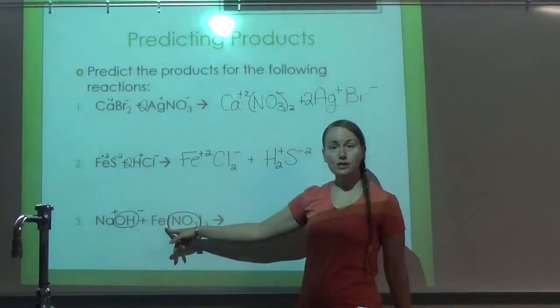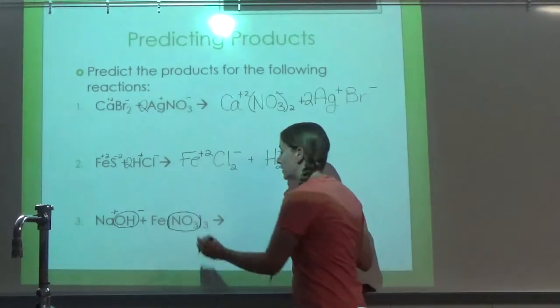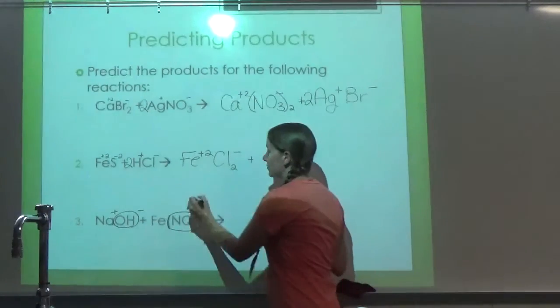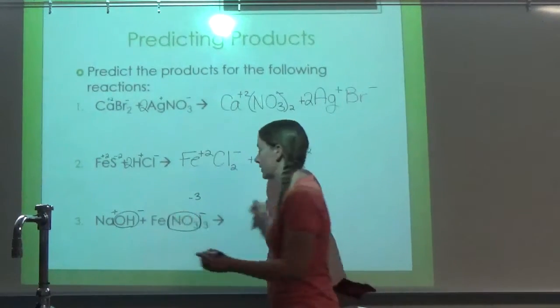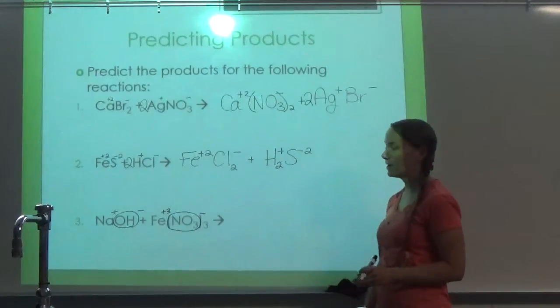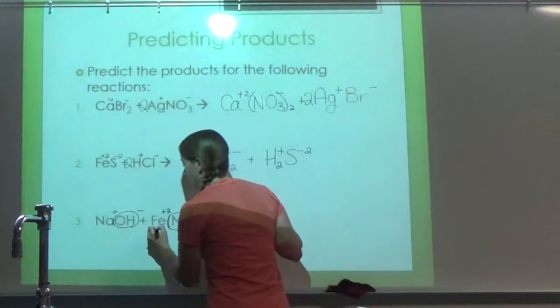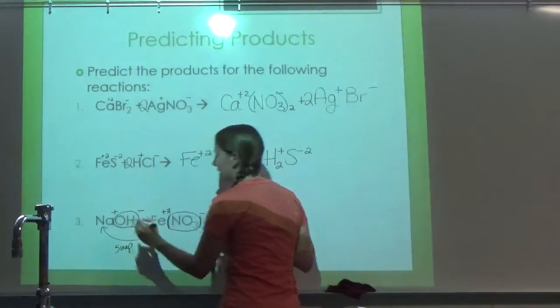Fe is transition, so we have to look at what it's bonded to. NO3 is nitrate. Nitrate has a negative 1 charge, but we have 3 of them, so that's really negative 3. So what cancels out a negative 3? A positive 3. So iron is going to be positive 3. All right, so I have all my charges. So what happens in double displacement? The first 2, the positive ones, swap places.